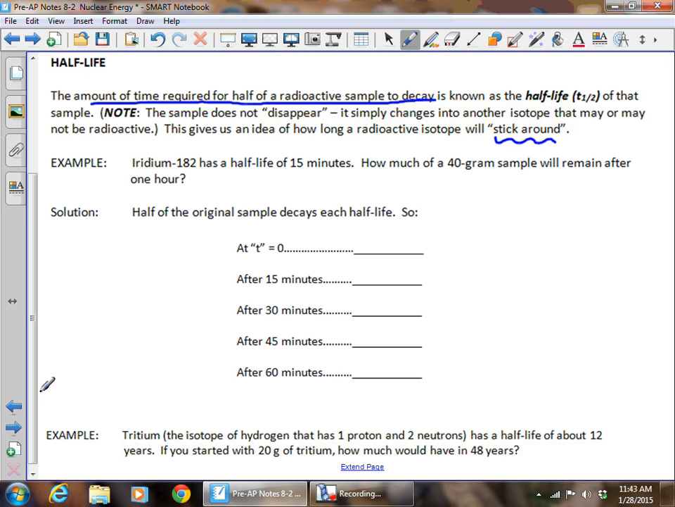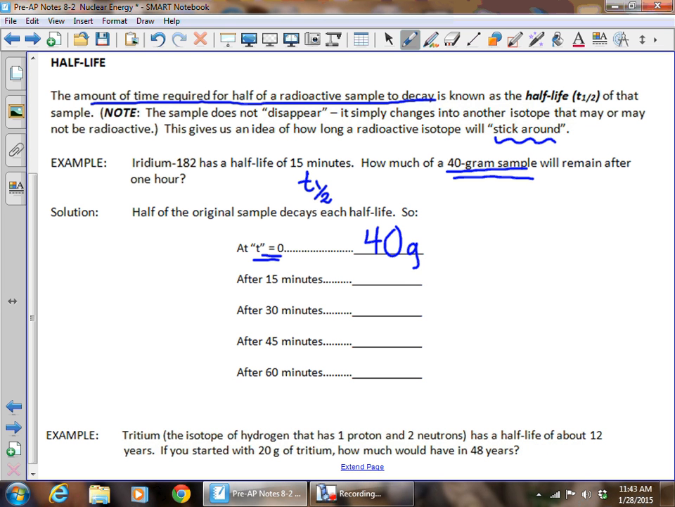How much of a 40-gram sample will remain after 1 hour? So, this is our half-life, often represented by a small t sub 1/2 of 15 minutes. We're starting out with a 40-gram sample. So that's going to be our mass at t equals 0, time equals 0. What's the amount we have to start with?